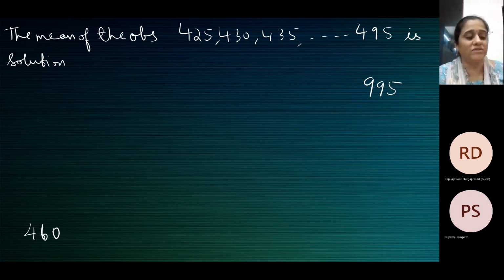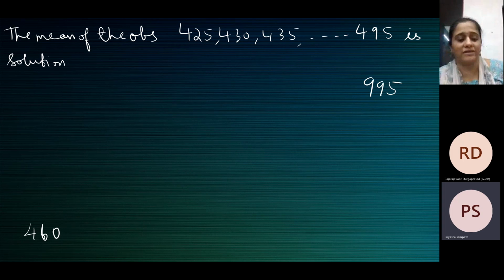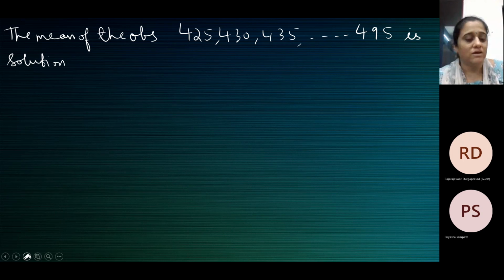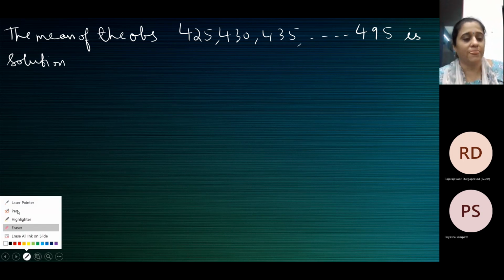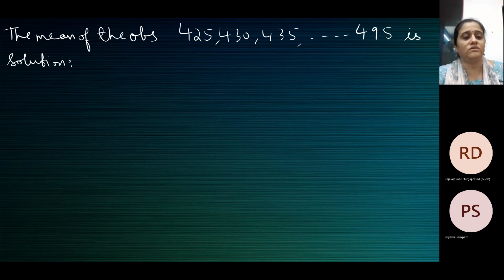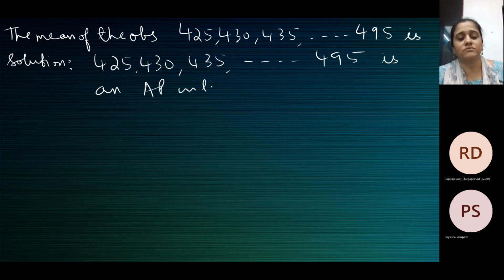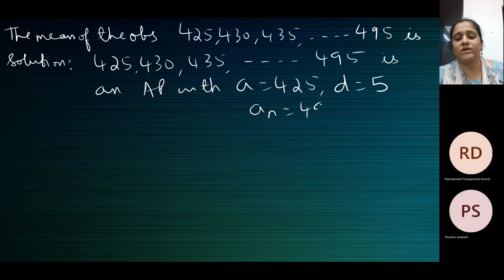So we'll see the method which you can always apply. Here you've just found the sum of the numbers by adding all the numbers. Just see if this will be good for all the situations. So solution, see here. 425, 430, 435, so on up to 495 is an AP, the numbers are in arithmetic progression, with a equal to 425, common difference equal to 5, and an equal to 495.